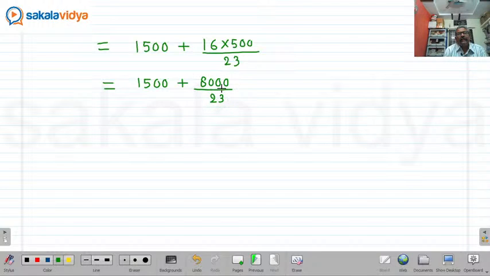Now we need to divide 8000 by 23. So let us divide it. 8000 is divided by 23. So now 23, let us try 23 3 ja 9, yes 69.